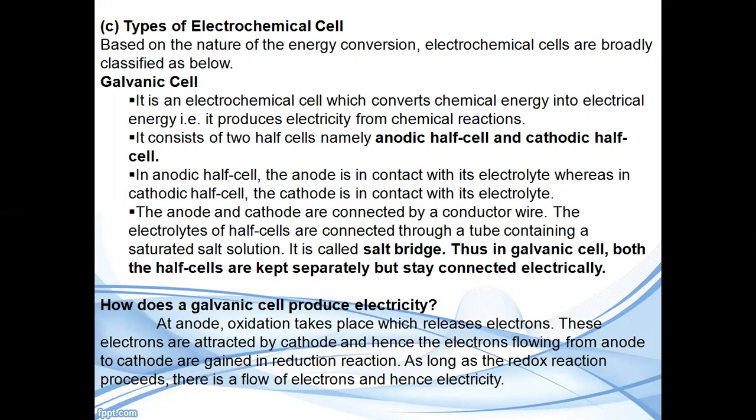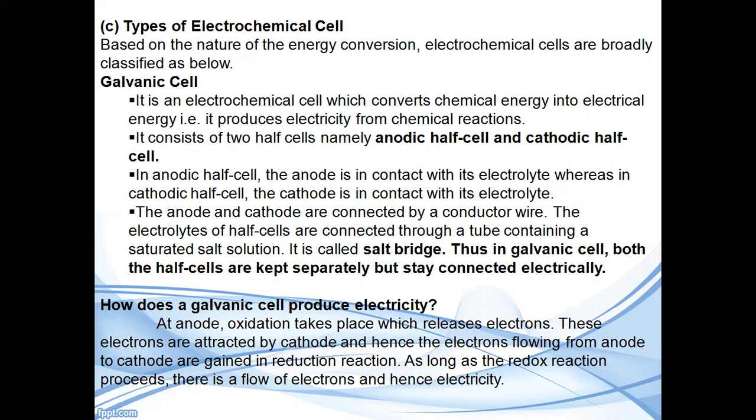First, the anode. The oxidation takes place in the anode part, and it releases electrons. These electrons are attracted by the cathode, so the electrons flow from anode to cathode. The cathode gains electrons in a reduction reaction, and the anode gives an oxidation reaction.